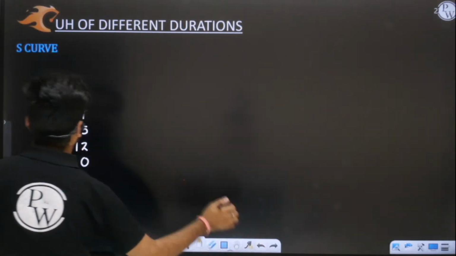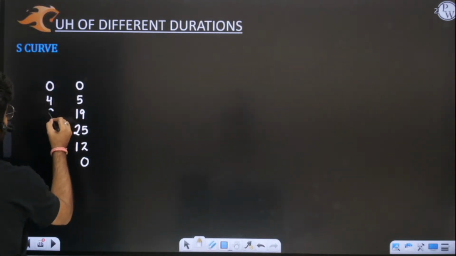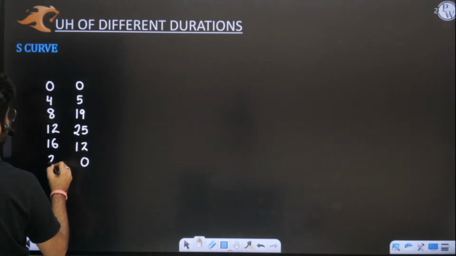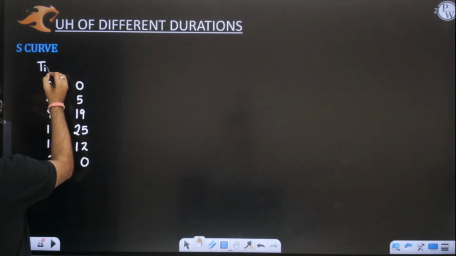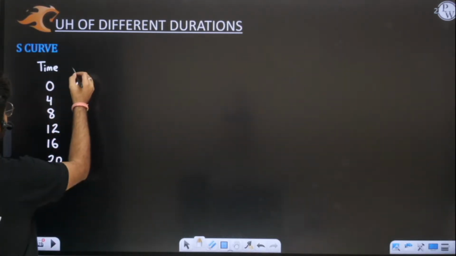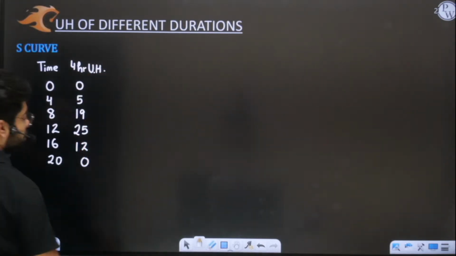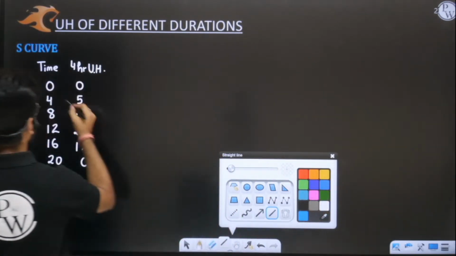We have a 4-hour time gap: 0, 4, 8, 12, 16, 20, like that. So this is your time gap, and this is your 4R unit hydrograph. Okay, no problem sir. So this is my 4R unit hydrograph.